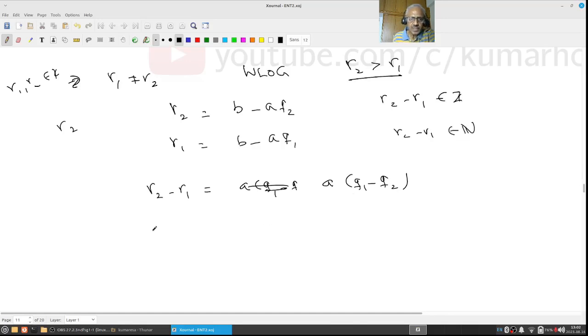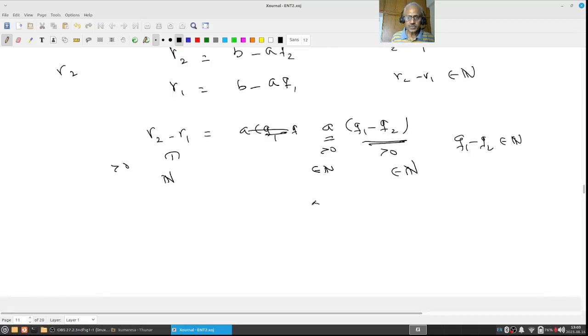Now what do I know about this? This is a natural number, in particular it's positive. What do I know about this? This is again positive, a natural number. Therefore the product of two positive numbers is positive, and these are all integers, so it must also be a natural number. Do you understand that? Q1 minus Q2 is a natural number. Since Q1 minus Q2 is a natural number, it is greater than or equal to 1. And A is positive, therefore A times (Q1 minus Q2) must be greater than or equal to A.